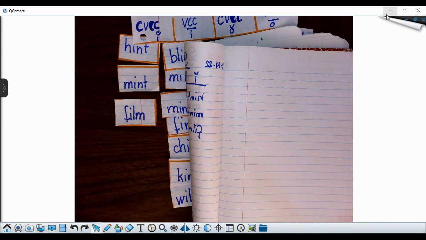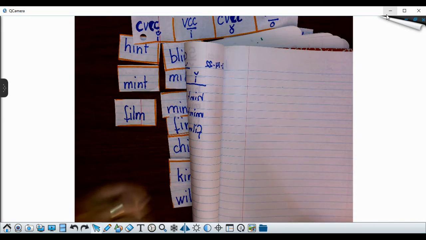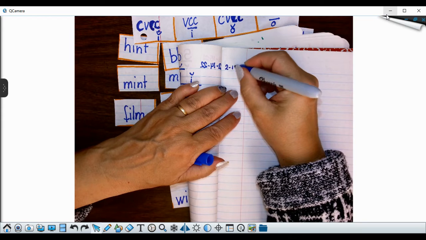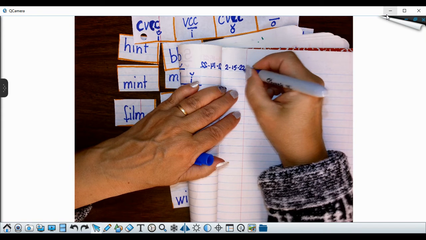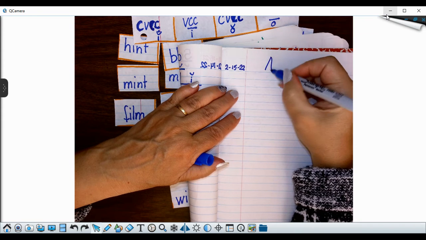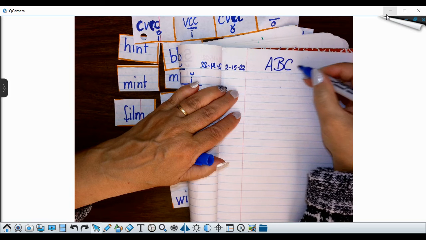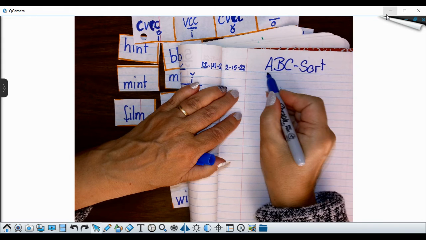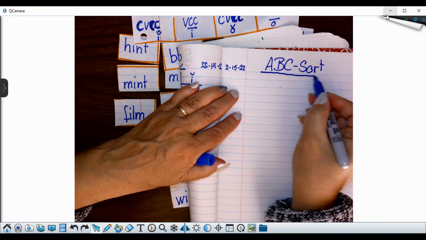All right, so the first thing I need to do is write down my date. And for me, today is 2-15-22. And this is my ABC sort. Like how I use that hyphen there in between the two words. And I'm going to underline it.